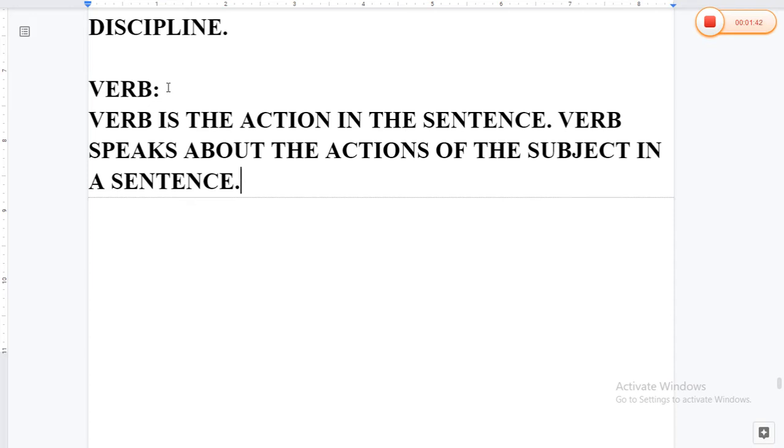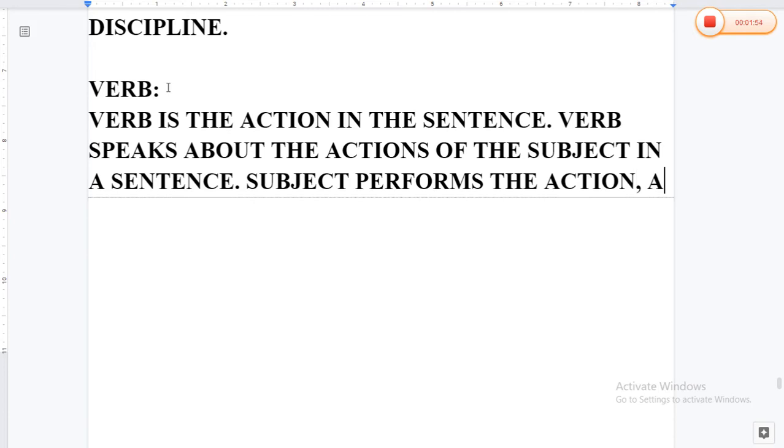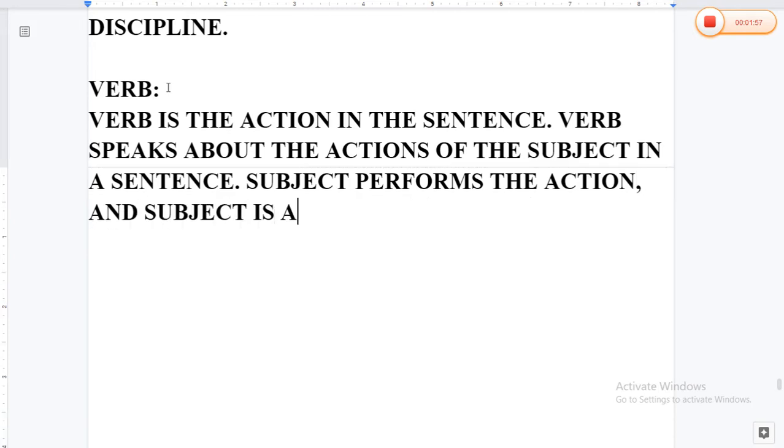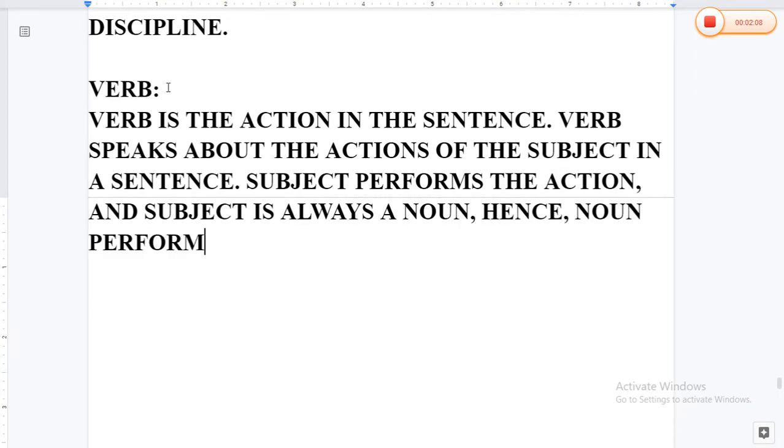So who performs the action? Subject performs the action, and subject is always a noun, hence noun performs the action. Is it clear? Verb is the action in the sentence, and verb speaks about the actions of the subject in the sentence. And subject performs the action, and subject is always a noun. Hence, noun performs the action.